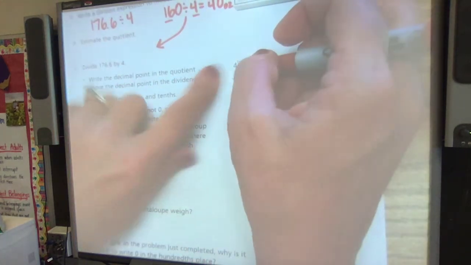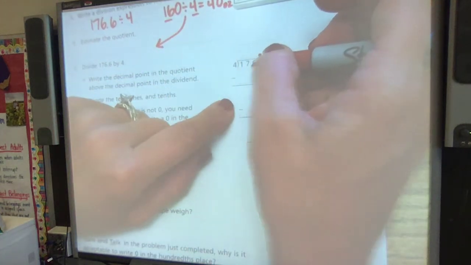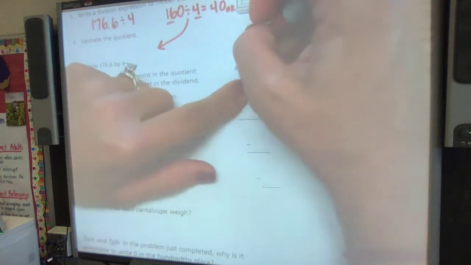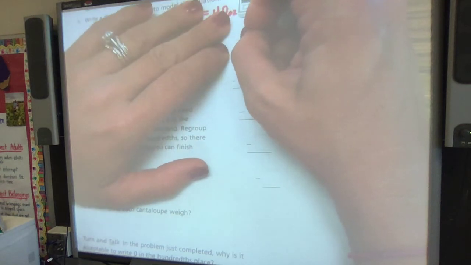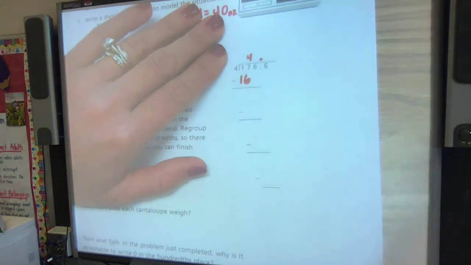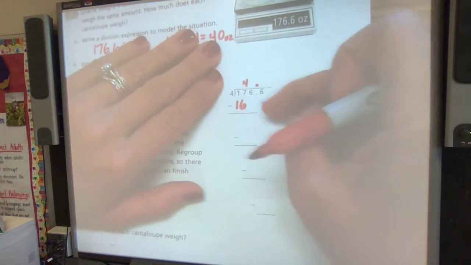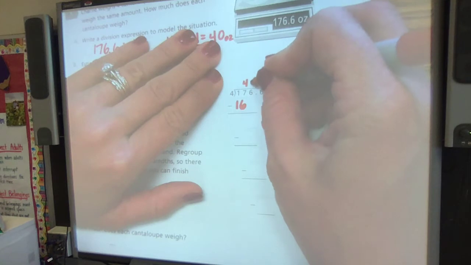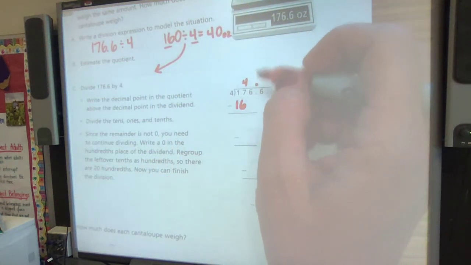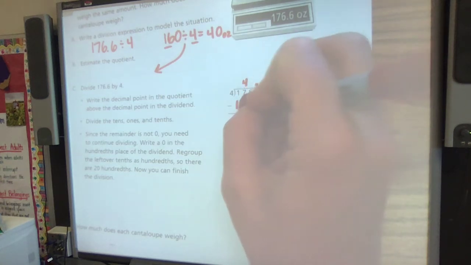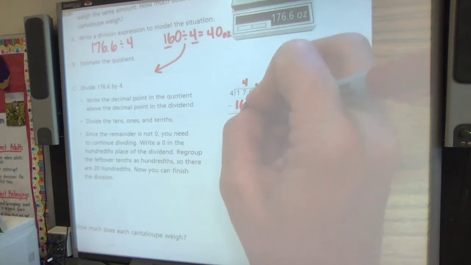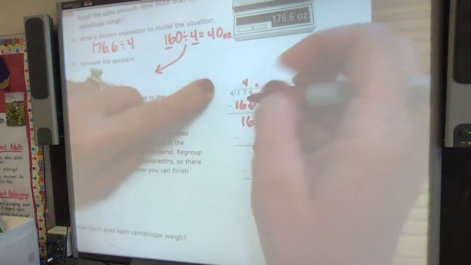First, like we already did when we estimated, we think, how many times can 4 go into 17? Well, we thought 4, because 4 times 4 is 16. Now, I was very careful right there to write my 4 above the 7. There is still a space here beside the 6 for another digit. So 17 minus 16 we know is 1. Then we bring it on down.